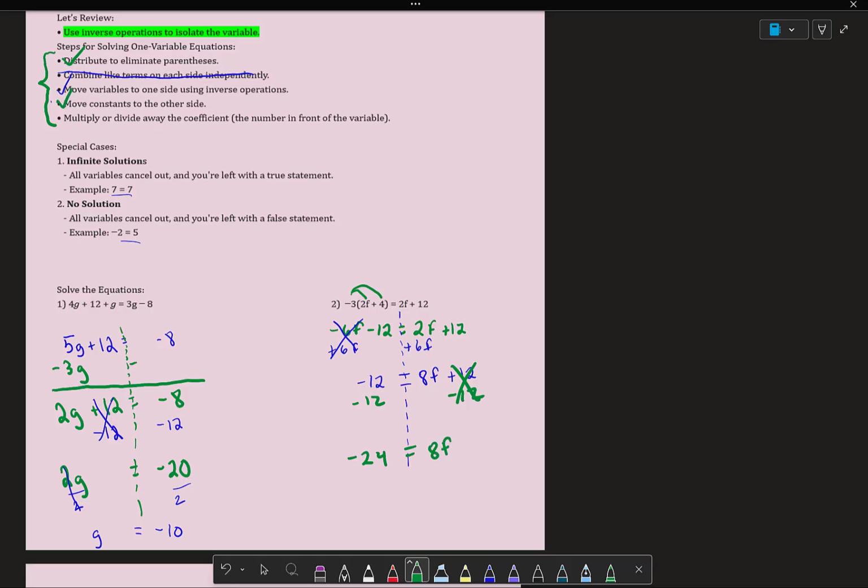And then finally, multiply or divide away the coefficient. So this is 8 multiplied by f. So we're going to undo this multiplication by dividing both sides by 8. And we're left with 1f equals negative 3 as our answer.